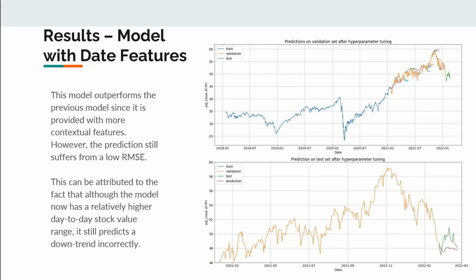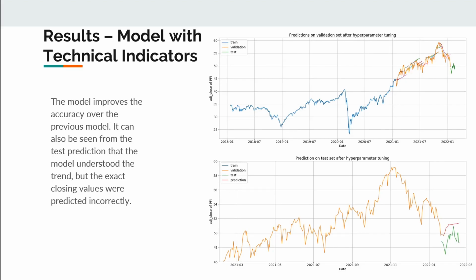This is followed by the model which consists of date features. This model outperforms the previous model since it was provided with more contextual features. However, the prediction still suffers from a low RMSE. This can be attributed to the fact that although the model now has a relatively higher day-to-day stock value range, it still predicts a downtrend incorrectly.